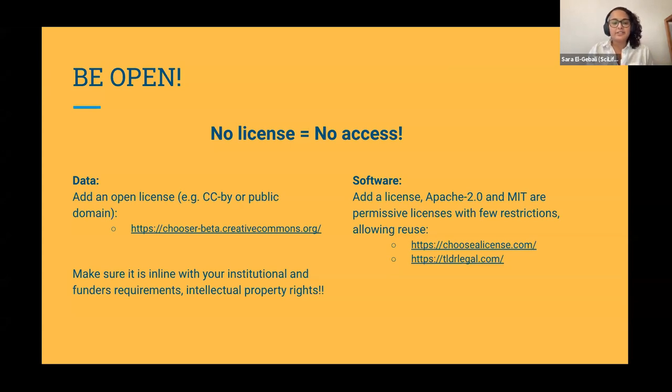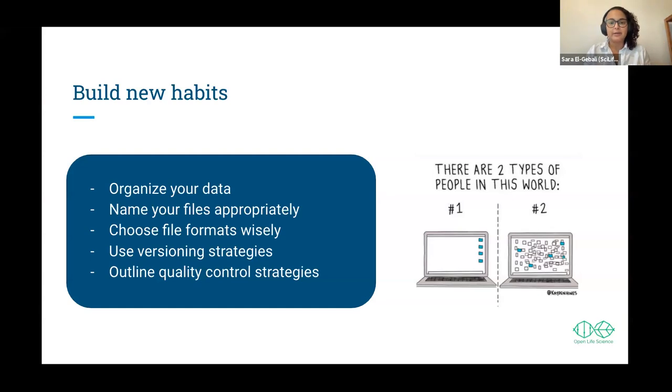Worst case scenario, there's none of these. I would say rebel and start one. Actively campaign for one and join communities out there that will help you to bring awareness to your institute on that matter, such as this community and the Turing community and many more out there. So the third thing is be FAIR, be open, and build new habits.